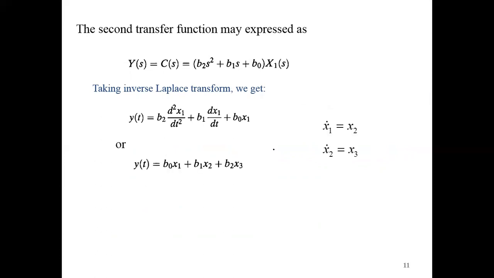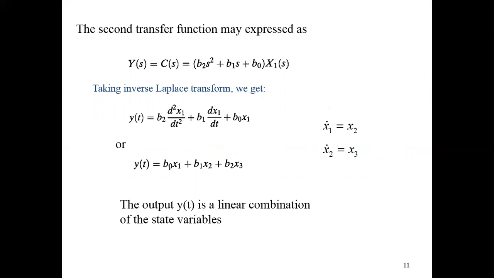and to take x1, the derivative of x1 is equal to x2, and x2 derivative will be equal to x3. So here will be written x3, x2, and here will be x1. The output y of t is a linear combination of state variables. Now this has become this linear combination.